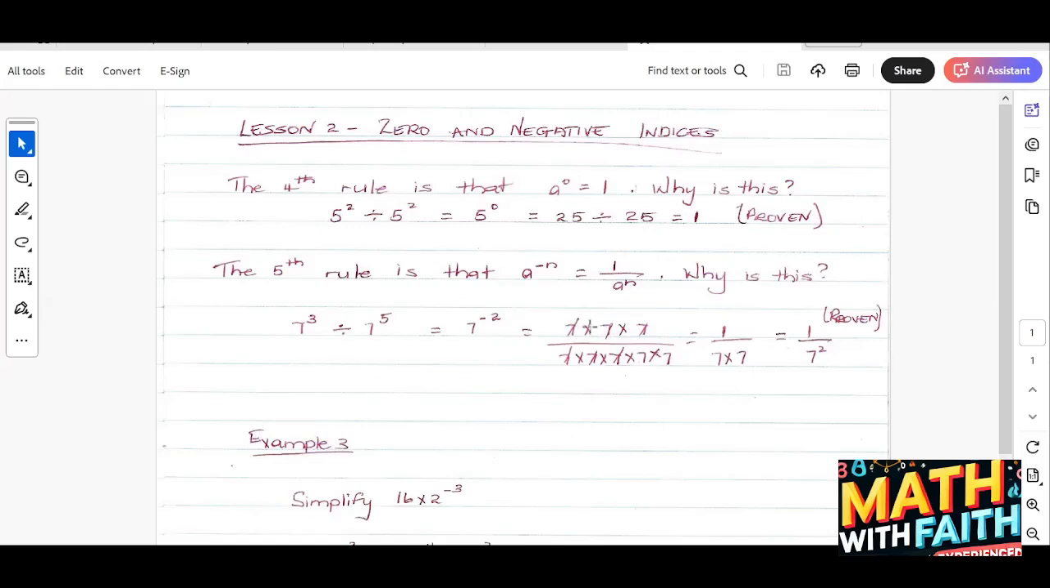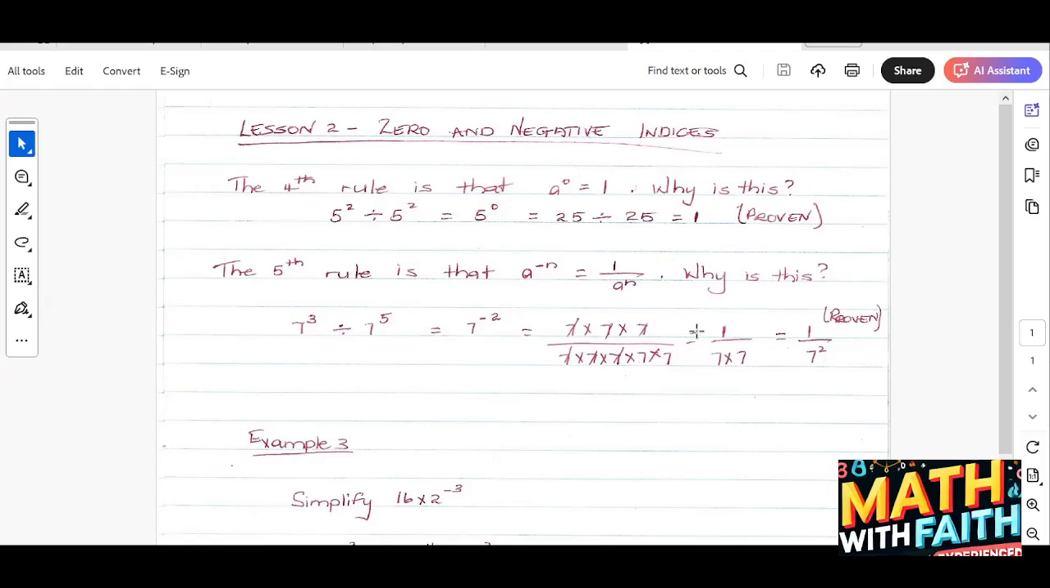7 cubed is 7 multiplied by itself 3 times, right? And 7 to the 5 is 7 multiplied by itself 5 times. So we put 7 3 times here, divided by 7, 1, 2, 3, 4, 5 times here. And we could reduce. I mean, we've done fractions. So we know that this 7 will cancel this one. This 7 will cancel this one. This 7 will cancel this one. So these 3 7s cancel these 3 7s here, leaving 2 7s uncancelled.